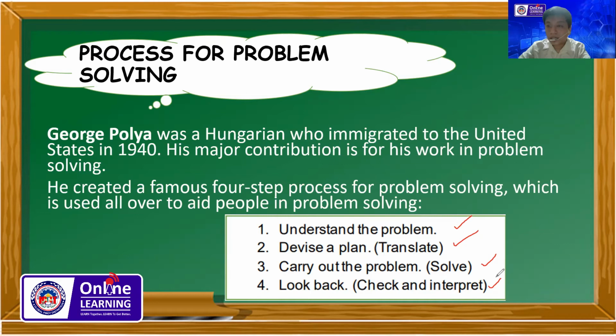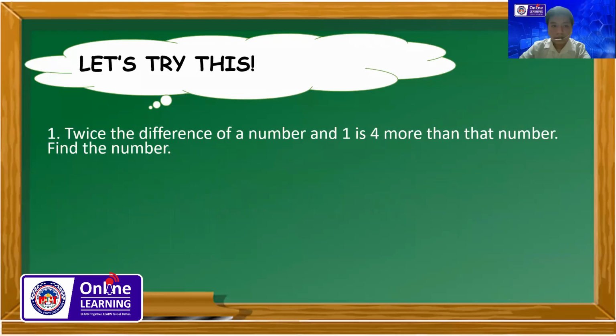So let us apply this 4-step process for problem solving based on George Polya, for us to understand these 4 steps. Let us proceed. Let us try this. Number 1: twice the difference of a number and 1 is 4 more than the number. Then find the number. This is an example of a verbal phrase that we need to solve, and we will apply the problem-solving process based on George Polya.